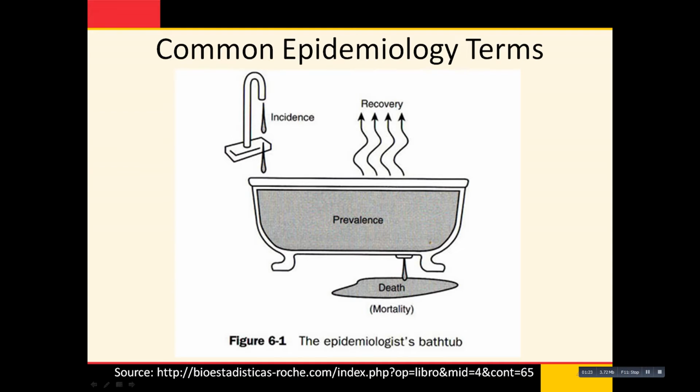In the bathtub, new cases, i.e. incidents, are dripping in. The total cases is the water in the tub consisting of the new cases dripping in and the already existing cases. So prevalence, the total cases, can decrease if people recover from their disease or die from their disease.